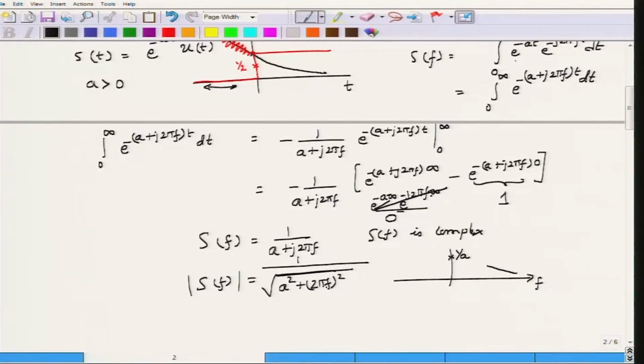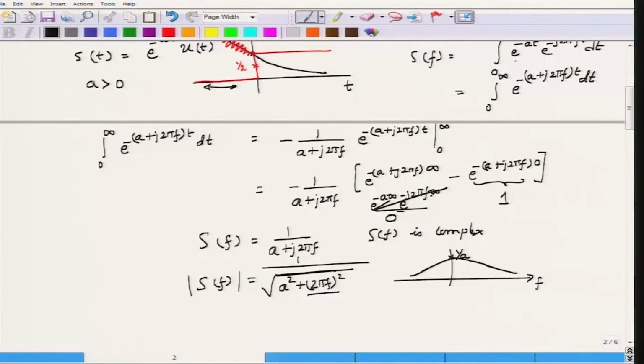Similarly, when f is going large in the negative region, that is when f is going towards minus infinity, this 2 pi f whole square will be much larger compared to a square, and then you can neglect the a square quantity. But because f is getting squared, even as f goes negative, this would be positive and would be going towards 0. So, you can connect these two, and this would essentially be the way in which S of f would behave.